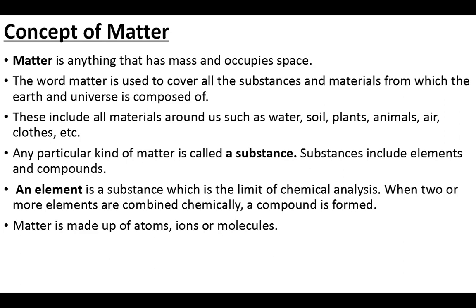Now a substance includes the elements and the compounds. So what's an element? An element is a substance which cannot be broken down by chemical analysis, for example helium or hydrogen. Now when two or more elements are combined chemically, a compound is formed. So a compound is the composition of two or more elements. Now matter is made up of atoms, ions, and molecules, which we are going to talk about later on.